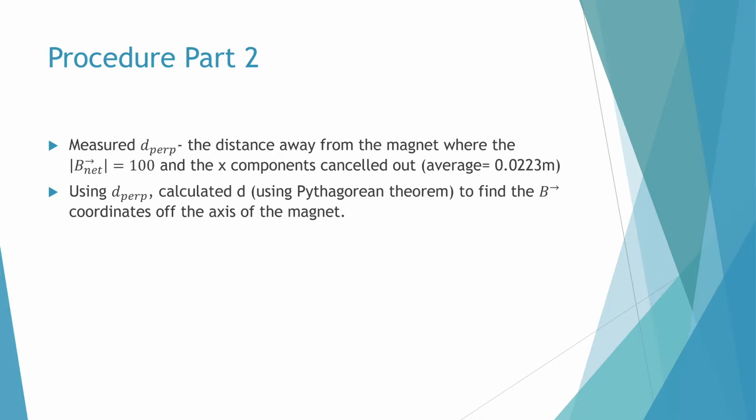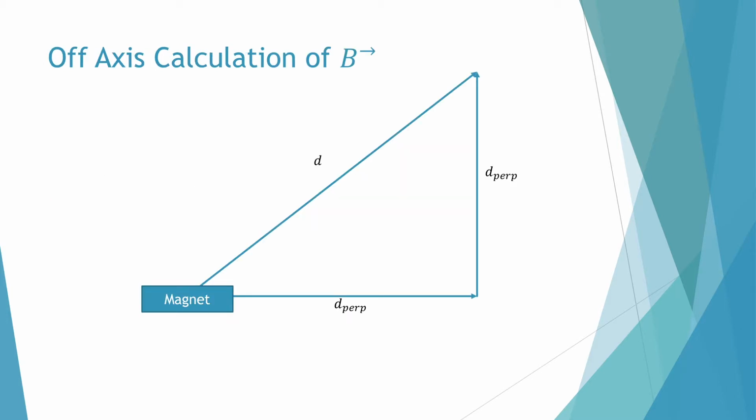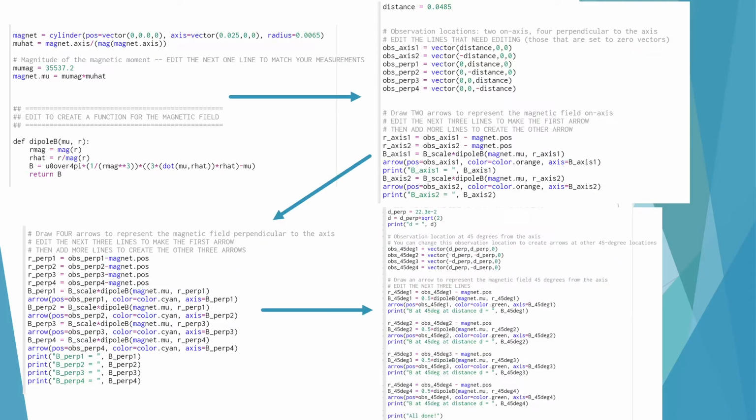The second part of the lab was to measure the perpendicular distance away from the magnet where the magnetic field magnitude was equal to 100 and the x components canceled out, so that distance was about 0.0223 meters. We calculated the distance away using the Pythagorean theorem to the observation location at a 45-degree angle away from the magnet. This is a little representation of what we did with our measurements, where we calculated the perpendicular values and then used the Pythagorean theorem to solve for D.